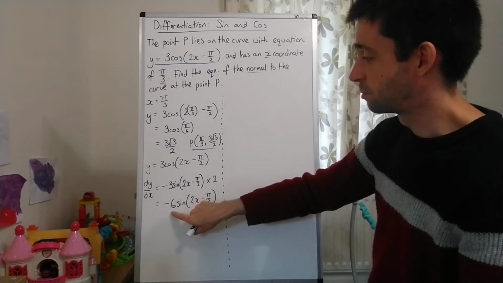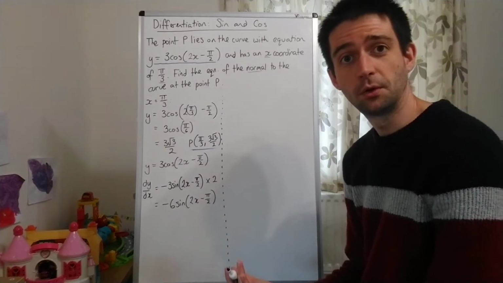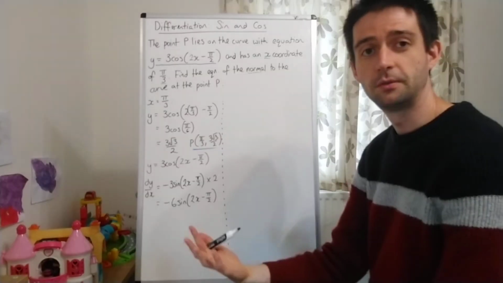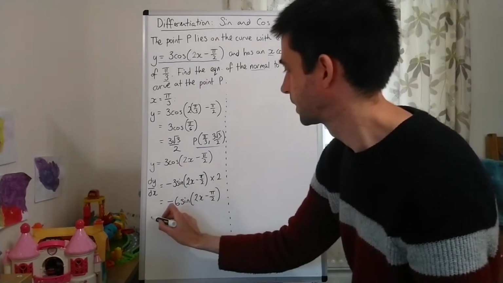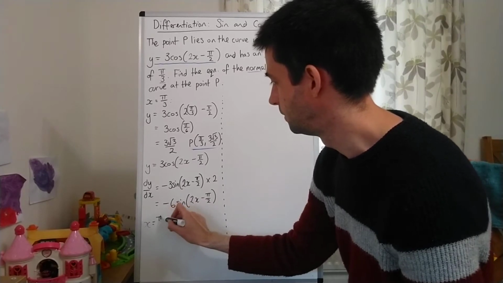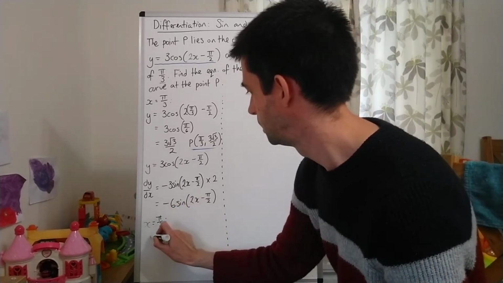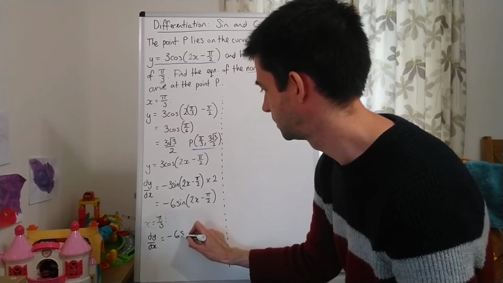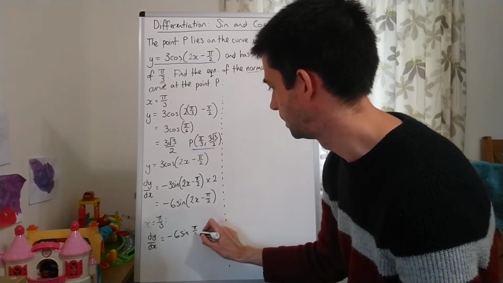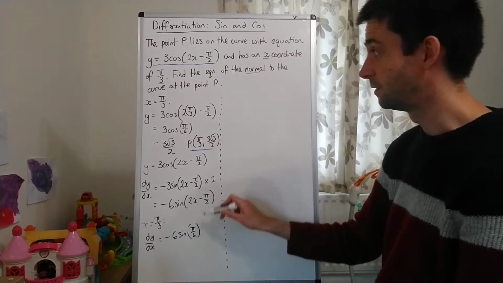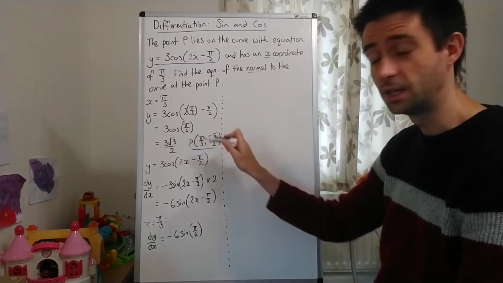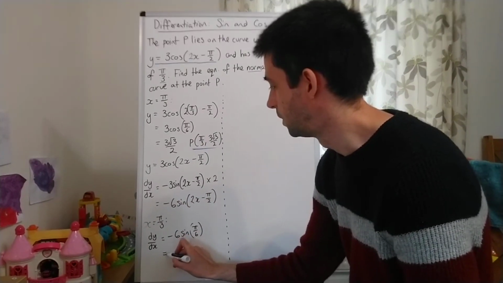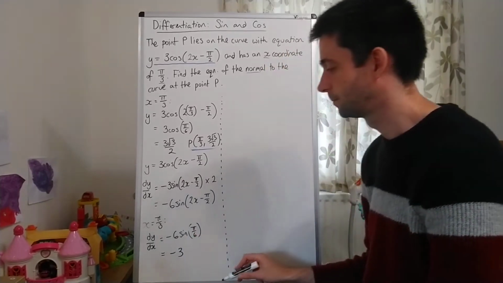Now, I have my expression for dy dx, I need to find the gradient. So I need to substitute my x value into dy dx to find the gradient as a number. So if x equals pi over 3, then dy dx is going to equal negative 6 sine of pi over 6. I know it's pi over 6 because it's the same value as I substituted in here. Sine of pi over 6 is a half, which means that dy dx is negative 3.